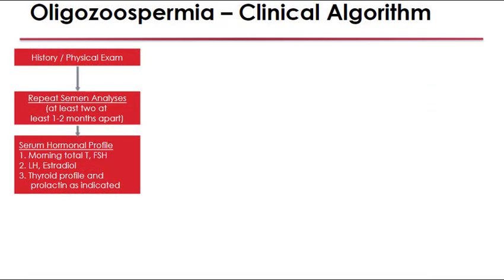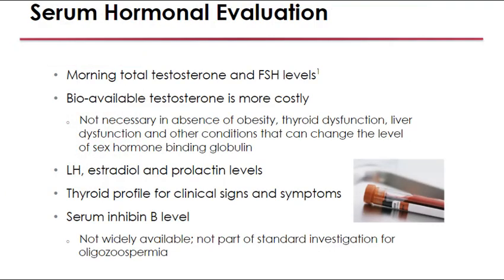Once oligozoospermia is confirmed, a serum hormonal profile should be performed. Measurement of a morning serum total testosterone and follicle-stimulating hormone levels are the minimum hormonal evaluation for oligozoospermia. Bioavailable testosterone measurement can be valuable, though costly. It is generally not necessary in the absence of other factors such as obesity, thyroid dysfunction, liver dysfunction, or other conditions that can change the level of sex hormone binding globulin.